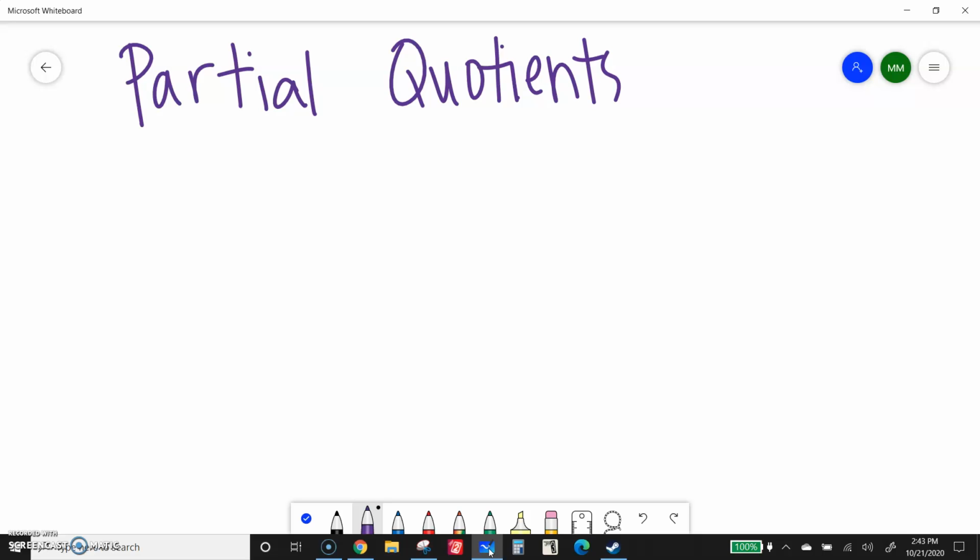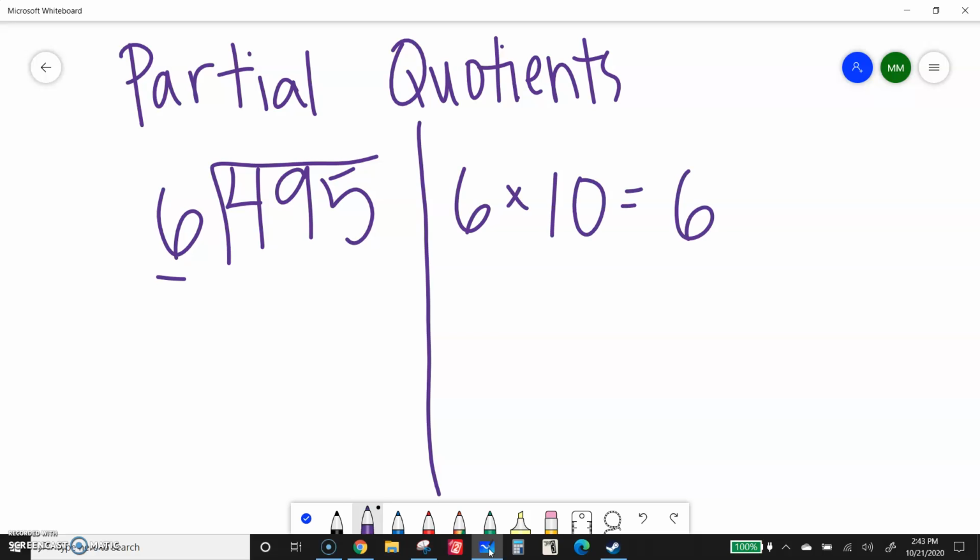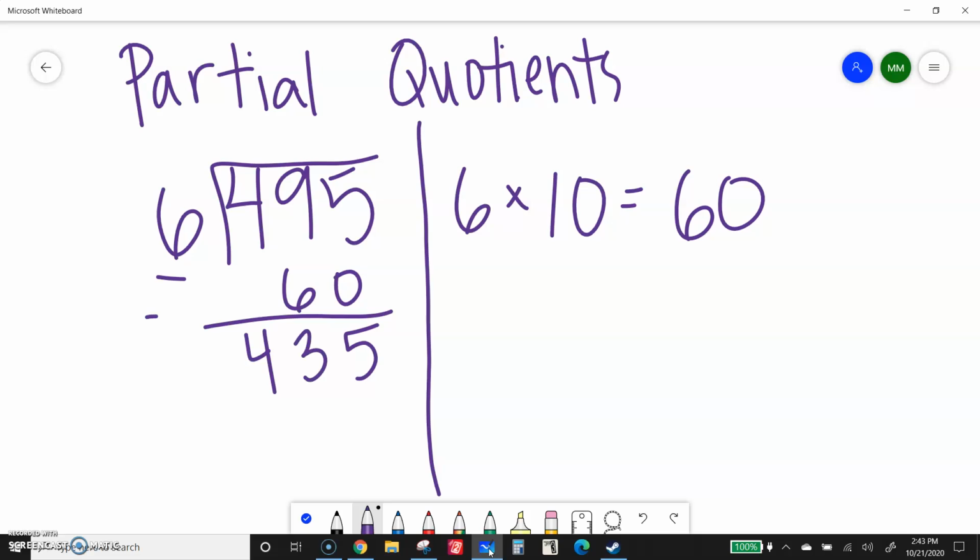So partial quotients is we're taking the number and we're going to sort of put it into groups that make sense to us. So if I have a problem like 495 divided by 6, I'm going to look for what groups I can put into there that go with 6. So like say I did 6 times 10. I know that's 60. So I can subtract 60 and then I get 435.